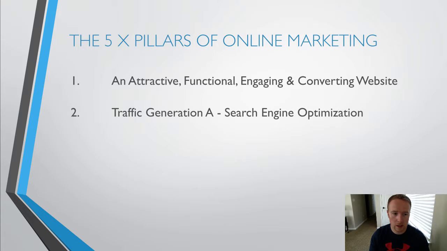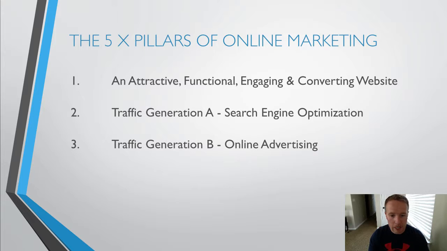Number two on the list is traffic generation strategy A, which is search engine optimization. So taking your website and making sure it's visible and getting found online organically, as they call it. Organically just means free, so people will go into Google, Yahoo, Bing, and so on, and they'll search for a search term. And if your website pops up in really the first page or first 2 pages, then you're getting some benefit of search engine optimization.